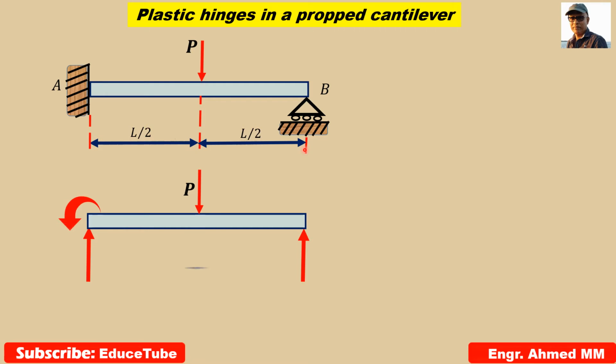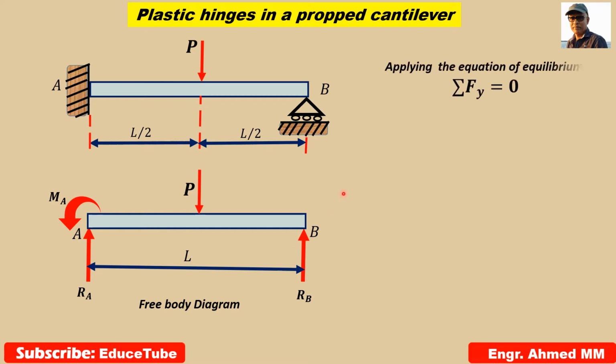Here I am taking a free body diagram having two reactions RA and RB and a concentrated moment MA, because this is a fixed support. Now to find these RA, RB and MA, we need some equations. So how to get those equations? Applying the equations of equilibrium.